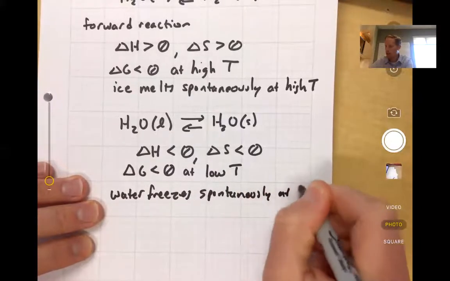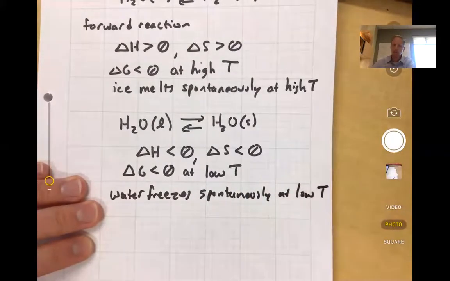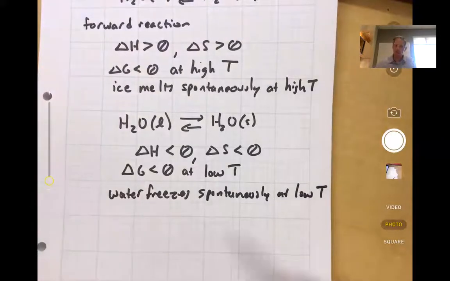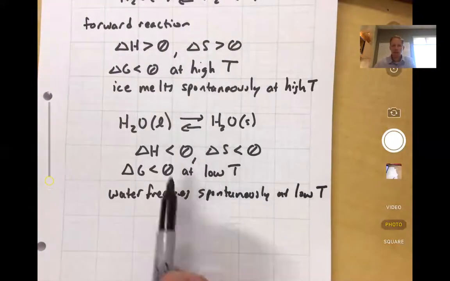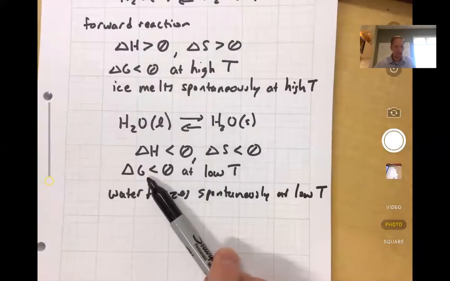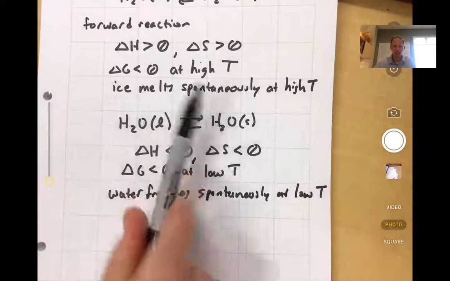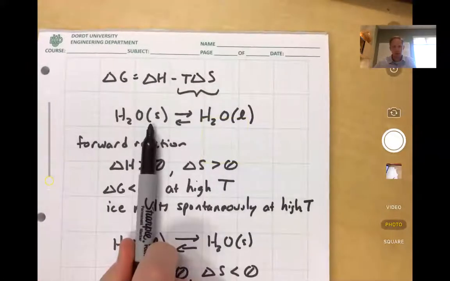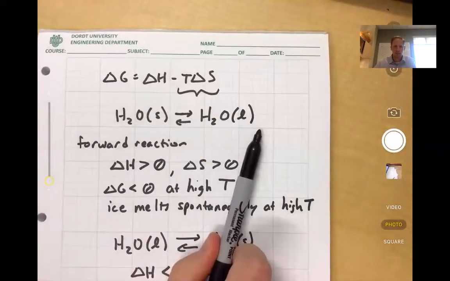at low temperature. So why does ice melt and freeze at 0 degrees Celsius? Because that's the temperature at which this sign changes over from positive to negative if we're looking at this reaction, or from positive to negative if we're looking at this reaction in the other direction.